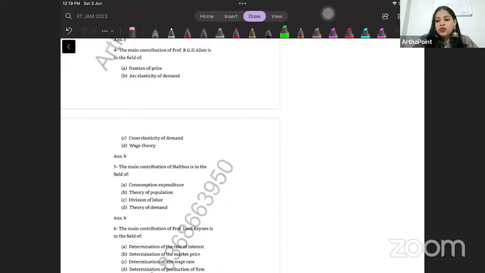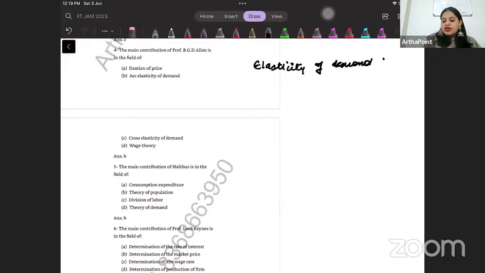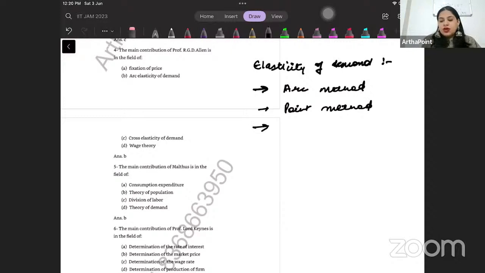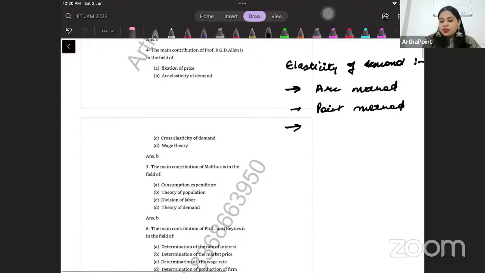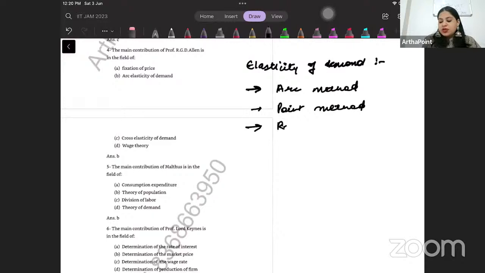The main contribution of Professor R.G.D. Allen is in the field of. So beta, many of you know that when we talk about elasticity of demand, it is basically multiple things, right? You can do it using arc method. You can do it using point method, through arc method, through revenue or expenditure method.